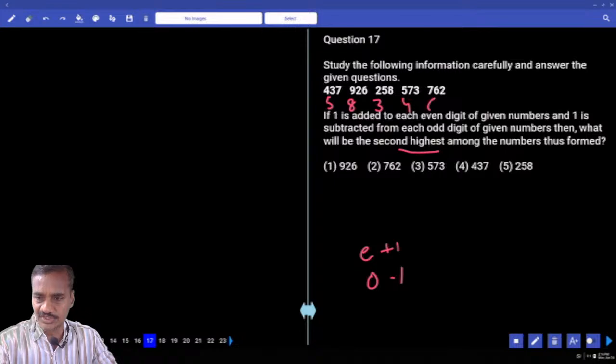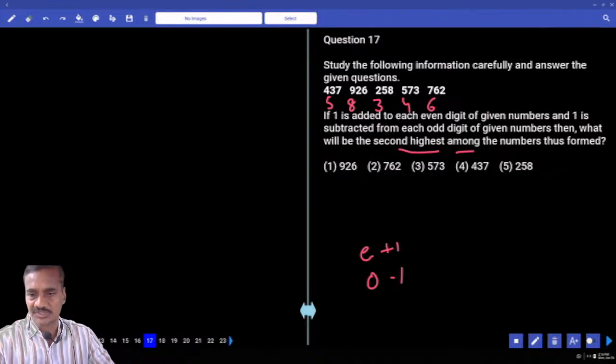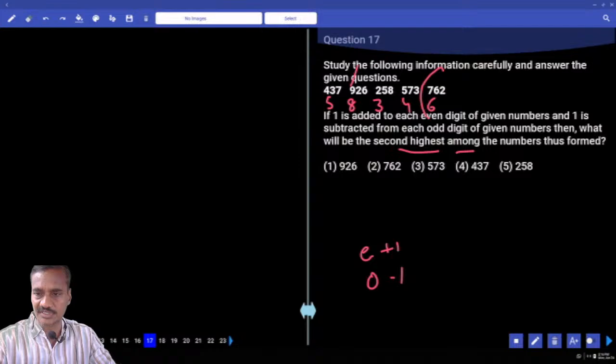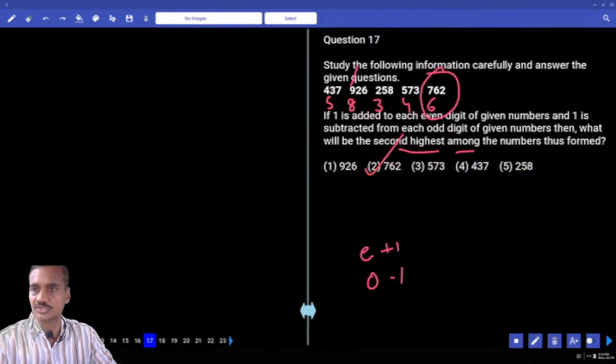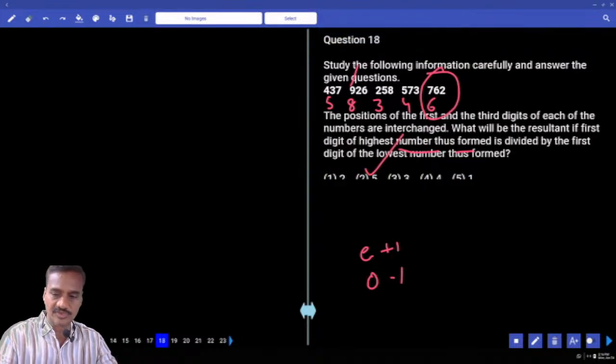And this is 6. Then the second highest number; this is the first highest. Now 762 is the second highest choice. Then the next one, the 18th one.